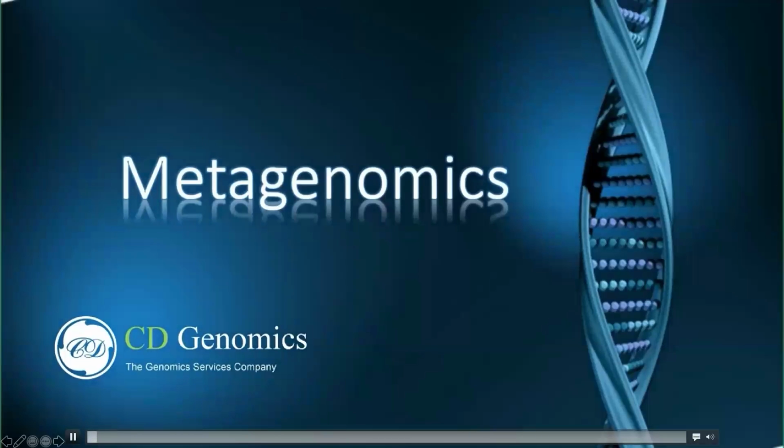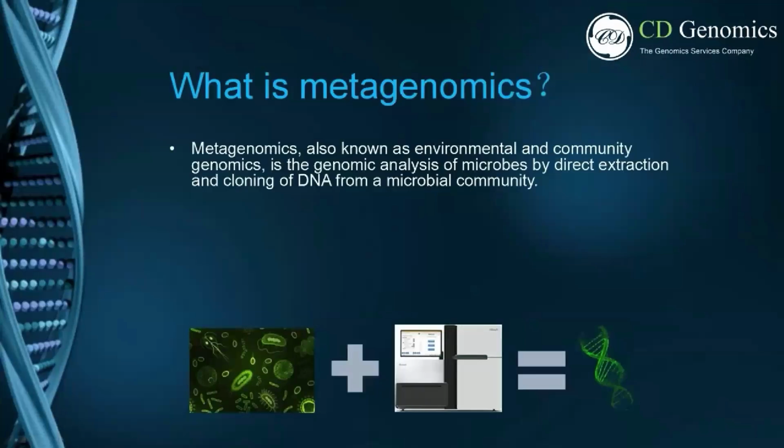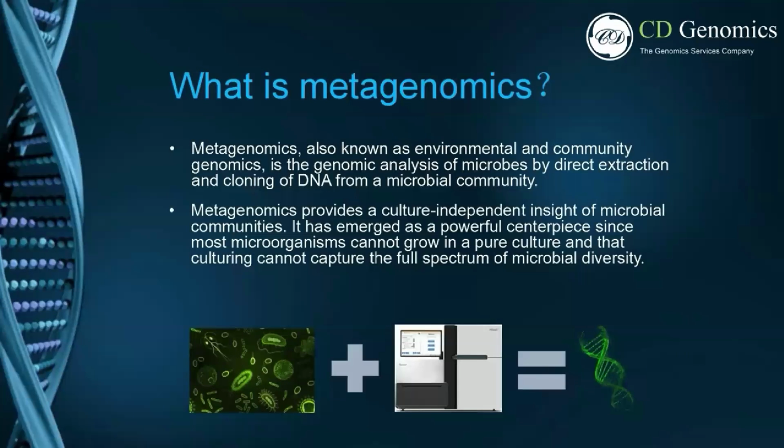Let's begin with what metagenomics is. Metagenomics, also known as environmental and community genomics, is the genomic analysis of microbes by direct extraction and cloning of DNA from a microbial community. Metagenomics provides a culture-independent insight of microbial communities. It has emerged as a powerful centerpiece, since most microorganisms cannot grow in a pure culture, and culturing cannot capture the full spectrum of microbial diversity.